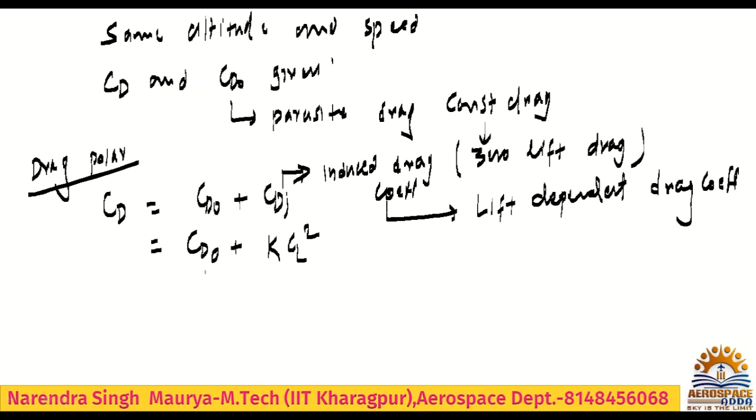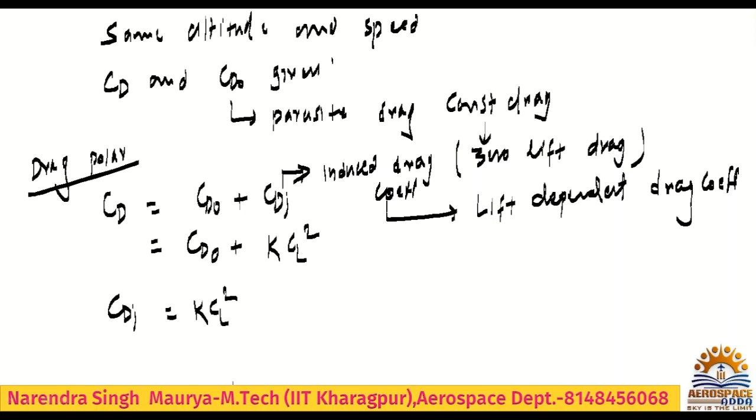All right. So this CDI will change, whether it is climbing, gliding, turning or level flight. Why? Because it is lift dependent drag. In all conditions lift will be changing, right? For turning, definitely lift will not be constant. For climbing, lift will depend on that situation. For gliding, lift will depend on that situation. So if lift is changing, CDI will be changing. What is the CDI formula? K CL square. This is the formula.